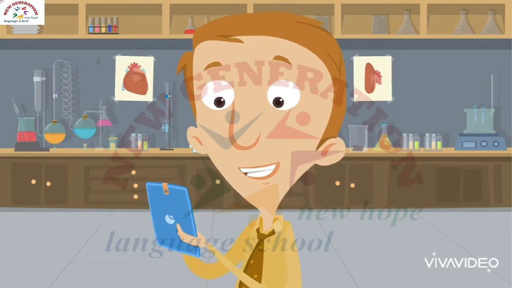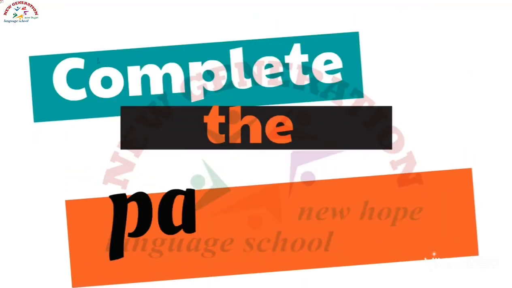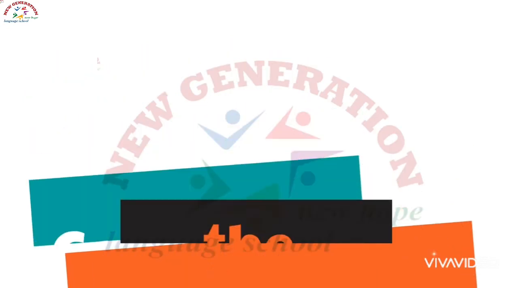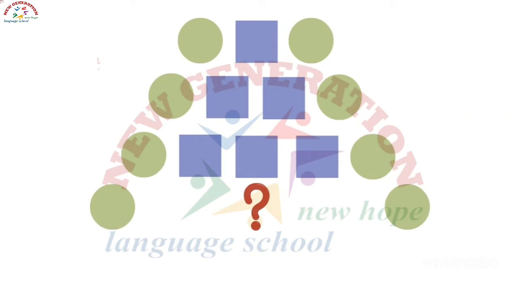Okay, now we are going to play a game called Complete the Pattern. We will show you a pattern and then you can try to crack the code and complete it. Here is the first one. You will notice there are a lot of shapes here, so we should probably just look at the pattern line by line and see what we discover.